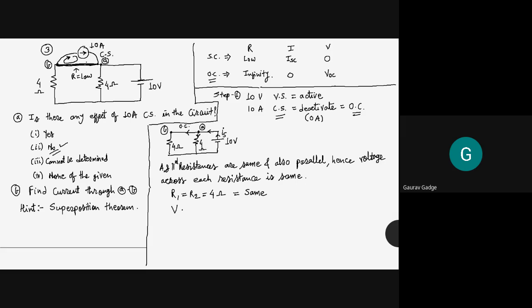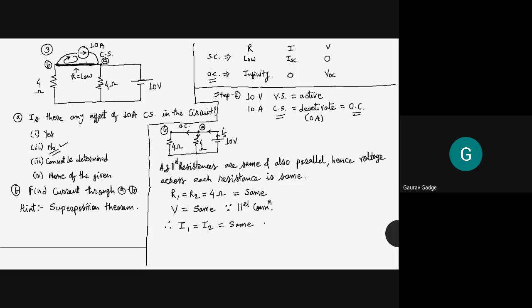Voltage across parallel resistance is the same. Why? Since they are parallel connected, and for a parallel connection, voltage is the same. So if resistance is the same, voltage is the same. Therefore, current I1 and I2 both are equal.